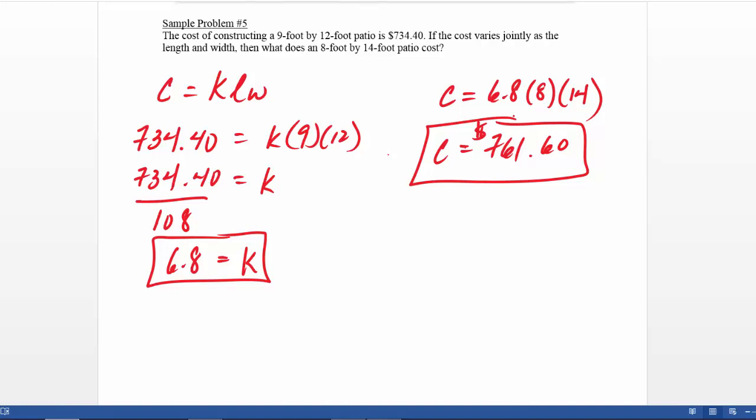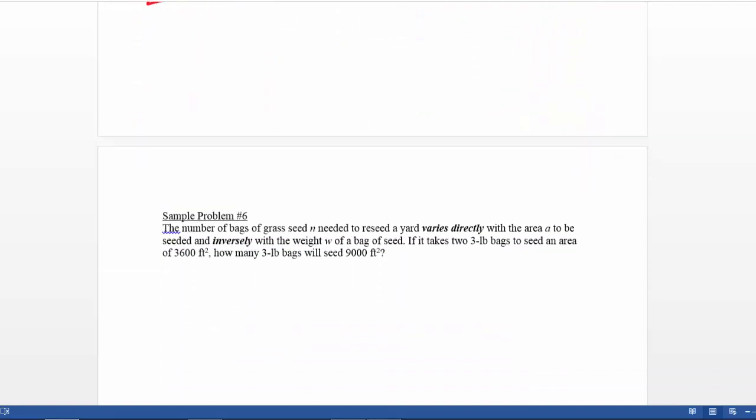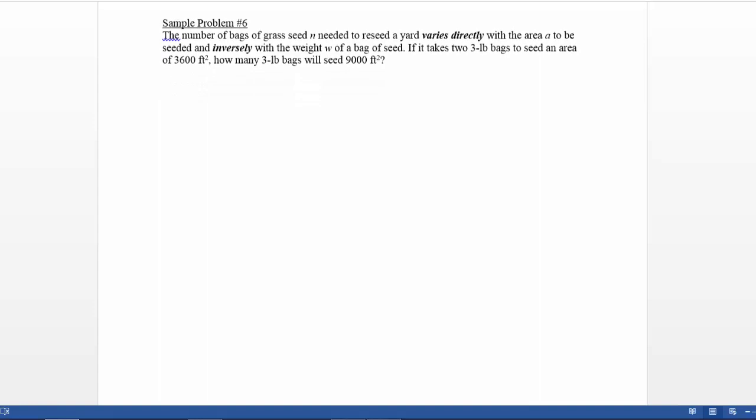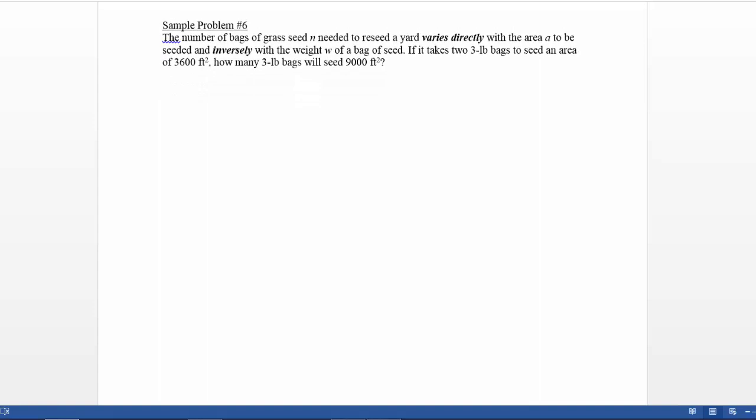So you can see here a multi-step problem where we're required to solve for k first so that we can use it to find the ultimate cost of a larger patio. Alright, very good. So hopefully, if you haven't yet, go ahead and try sample problem number 6 and then come back and take a look at that.